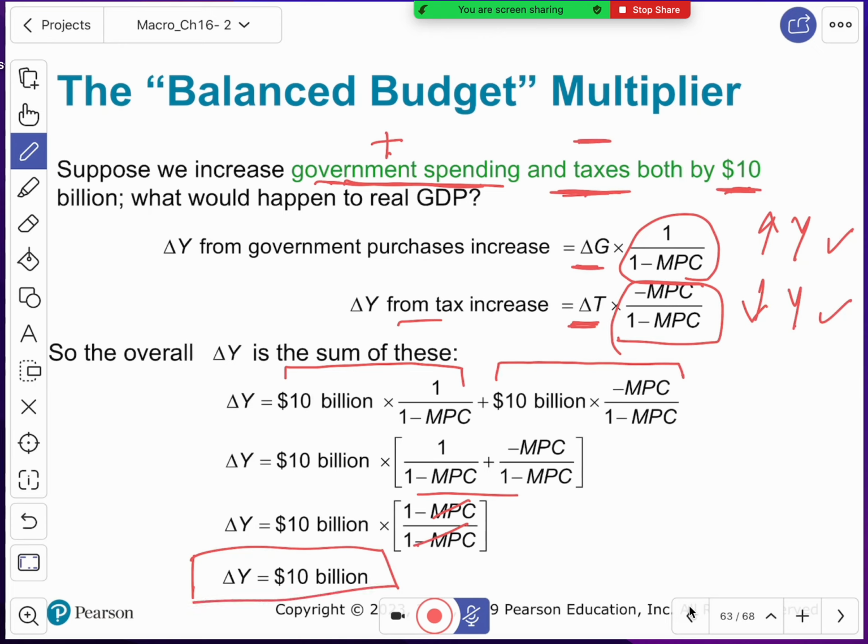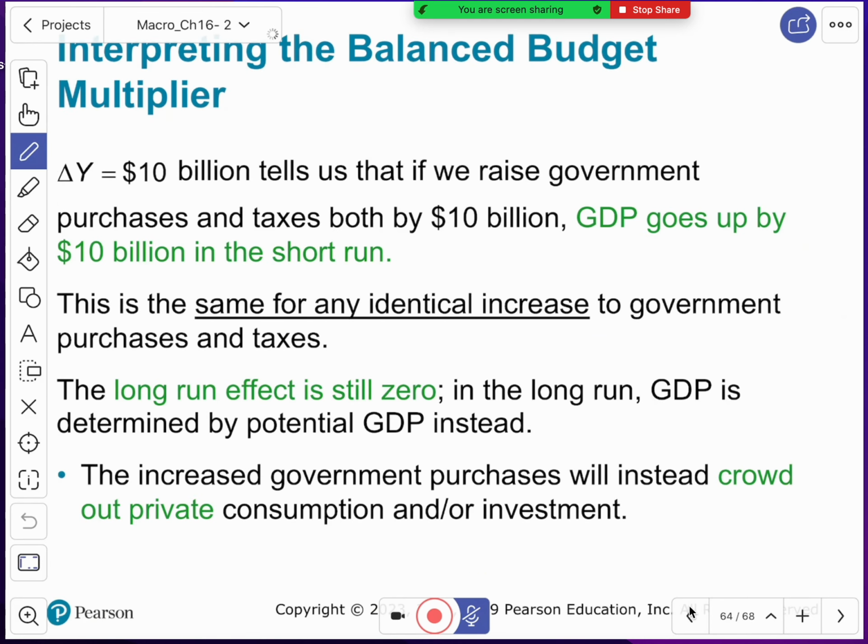And this one is telling us that anytime I have an equal increase in government spending and taxes, by the same amount, it would have the same amount of increase on output, and that's what we call the balanced budget. So for example, again, just making the same number, the change in Y would end up being 10 billion, which is equal to the increase in government purchases of 10 billion and the increase in taxes of 10 billion.